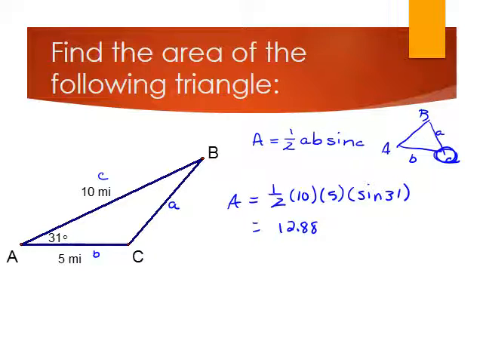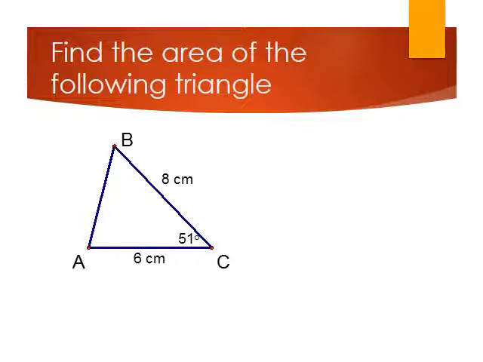So let's look at another example. Okay. Now we're going to have 51 as our included angle, so our area is going to be 1/2 times 8 times 6 times the sine of 51. Okay. And plugging that into the calculator is going to give us approximately 18 and 65/100ths.